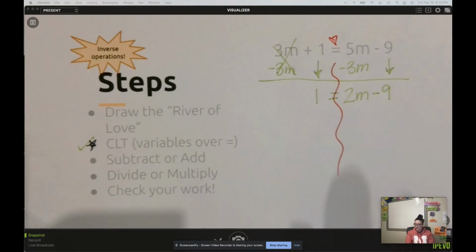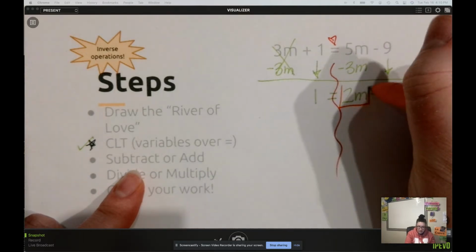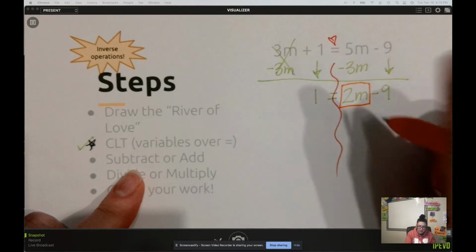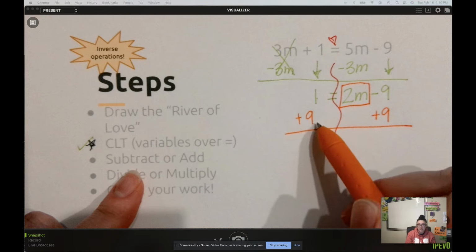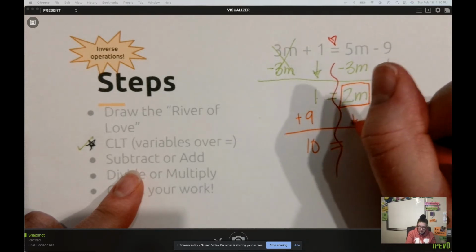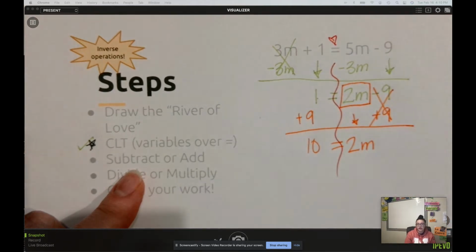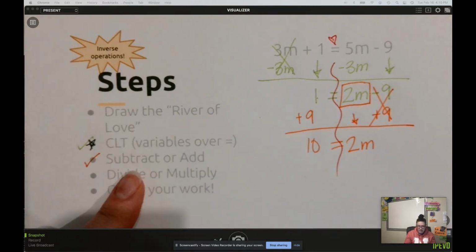So now I'm going to do my SAD neg, my subtraction and addition. I protect my variable and my coefficient, so I want to get rid of that minus 9. How do I get rid of a minus 9? Add 9 to both sides. What's 1 plus 9? 10. Bring down my 2m. Minus 9 plus 9, they make a zero pair. They eliminate each other. So there's the SA part of SAD neg.